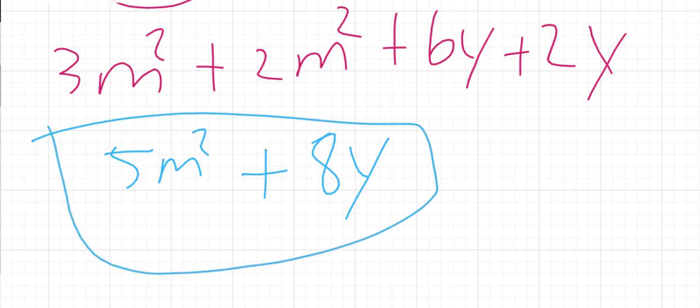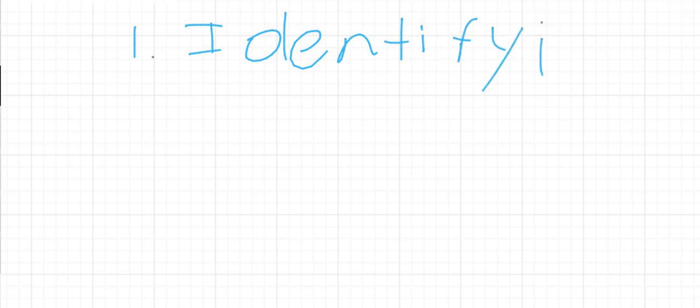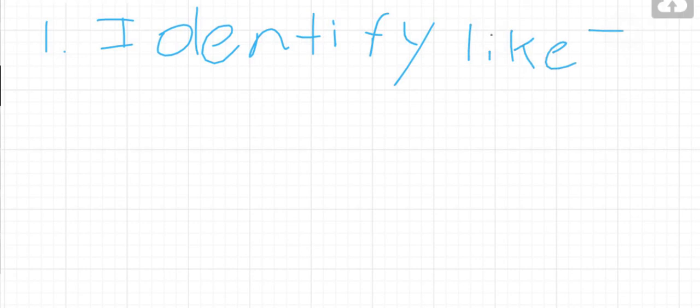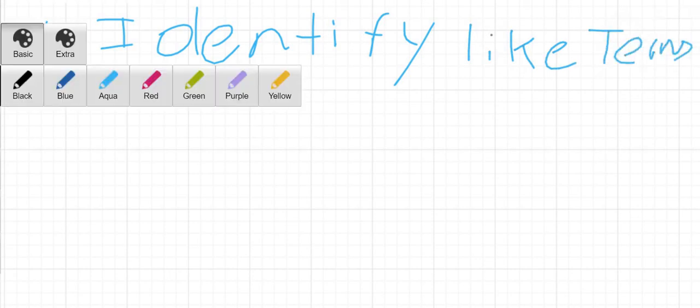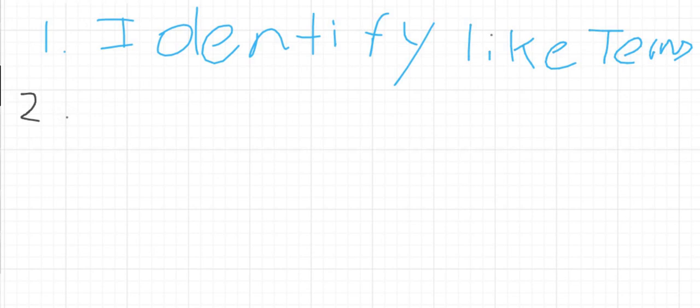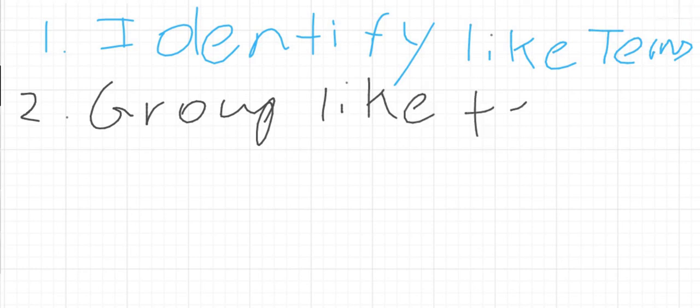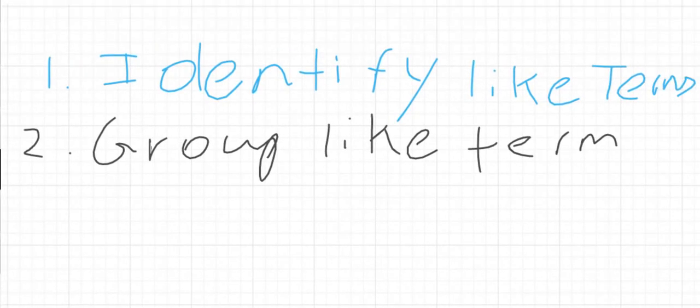But there are 3 steps that I normally tell my students to use when simplifying algebraic expressions. And these steps are: 1, we identify the like terms. After identifying the like terms, we group them, and we just did that step when we were simplifying that expression. And the last thing that we do, we simplify.